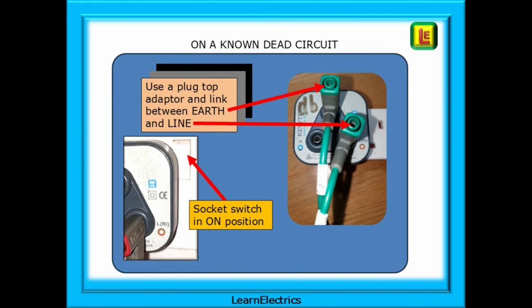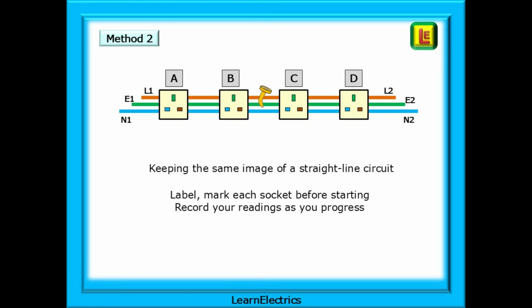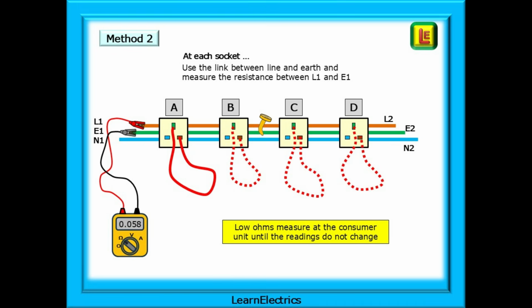So, on your known dead circuit, use a plug-top adapter and link between earth and line, remembering to put the socket switch into the on position. Keeping that same image of a straight line circuit, test each socket for dead. It takes only seconds, and then label and mark each socket before starting, and do record your readings as you progress. Do not trust it to memory. We will make a low ohms measurement at the consumer unit as we move the shorting link between each socket until the readings do not change.